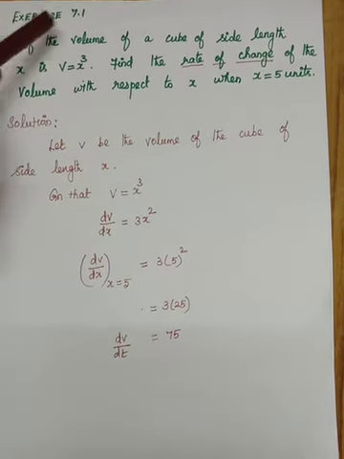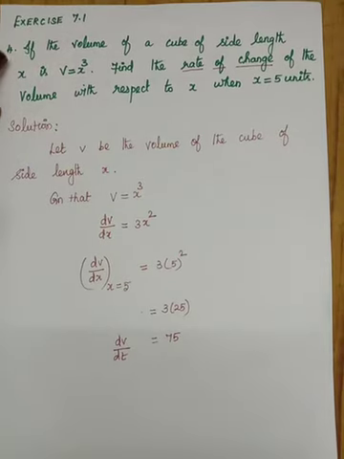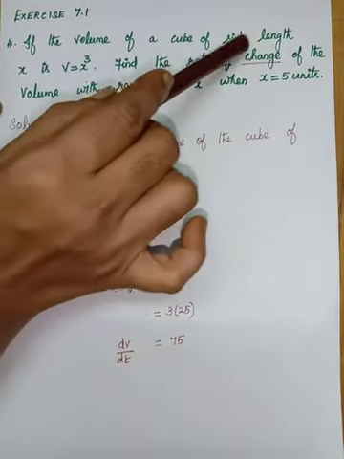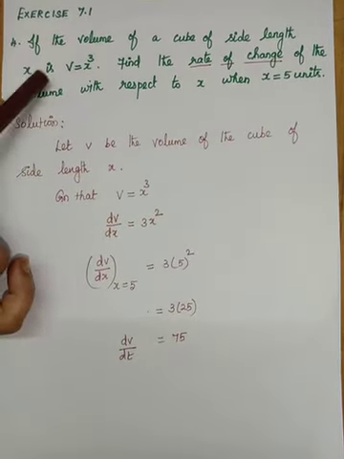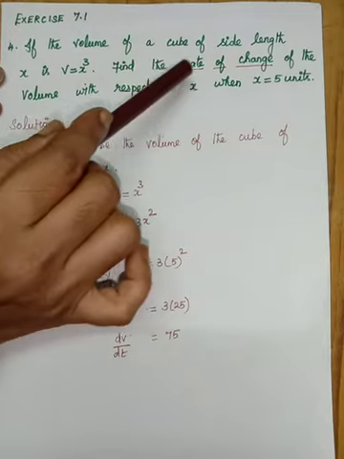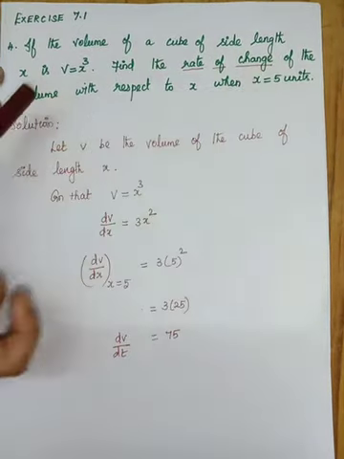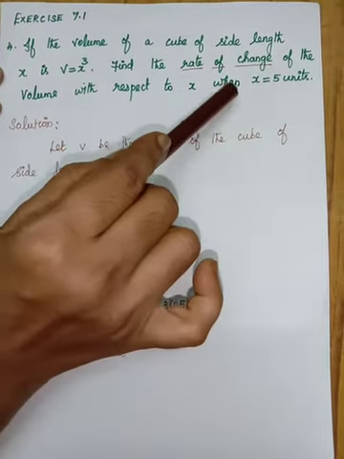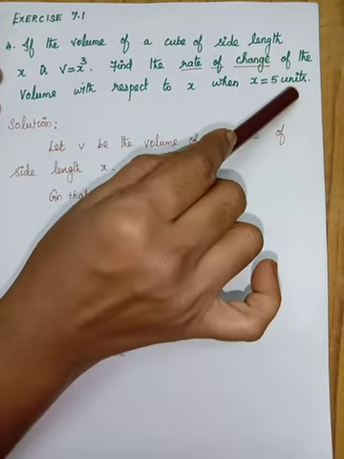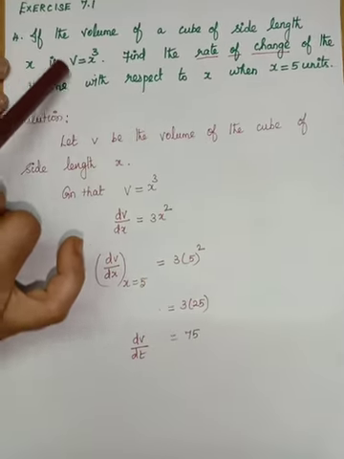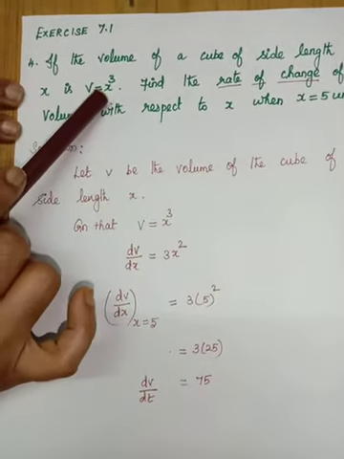Exercise 7.1, fourth problem. If the volume of a cube of side length x is V equal to x cubed, find the rate of change of volume with respect to x when x is equal to 5 units. Here it is given the relation V is equal to x cubed.